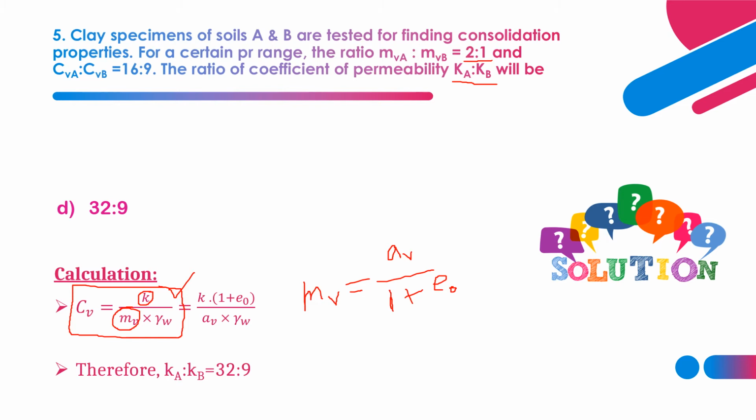CV is equal to K by MV into gamma W. Substituting all the things, they have given MV and they have given CV also. So substituting these two values, we can get K, the coefficient of permeability. Therefore KA to KB is 32:9. Now let's move on to the sixth question.